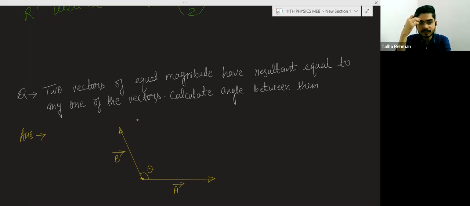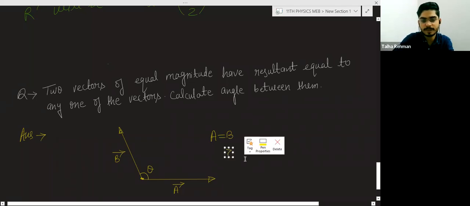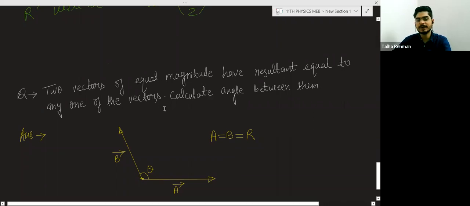They are saying two vectors of equal magnitude. Equal magnitude means A equal to B. Magnitude is represented in this term also as A, so no need to write this again and again. You can simply write A. So A is equal to B, and they are saying the resultant is also equal to any one of the vectors. This means the resultant will be equal to both of the vectors. Suppose R is the resultant of this. We have to find this value of theta. We will apply the formula of the resultant and we will get the answer.